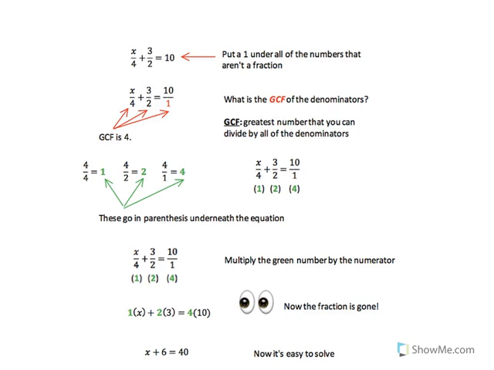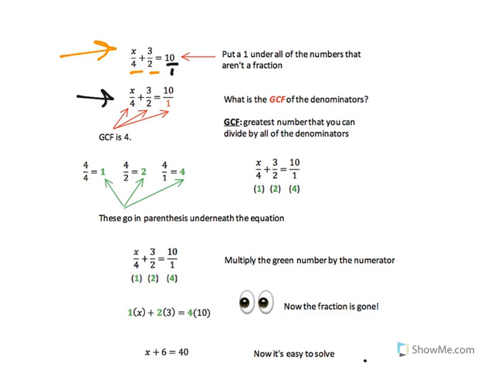So let's say you have a problem that looks like this. This has a fraction here, and then a whole number here. So in order to solve this, we need to put a 1 under all of the numbers that are in a fraction. And that's what we did right here. So we have this one. Now we have a fraction here, and a fraction here. Now we're set to continue.